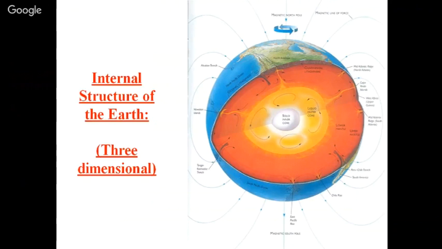Internal structure of the earth, which has different layers. As you know, the topmost is the crust, which is responsible for the movement of the layers, which are continental layers, which I am going to show you in my succeeding slides.